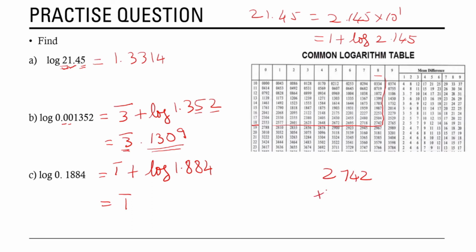The mean difference corresponding to 4 is 9. So when we add, we get 2751. So the answer for log 0.1884 is bar 1.2751. So this is how we can find the value of log of a number using log tables. All these values are to the base 10.